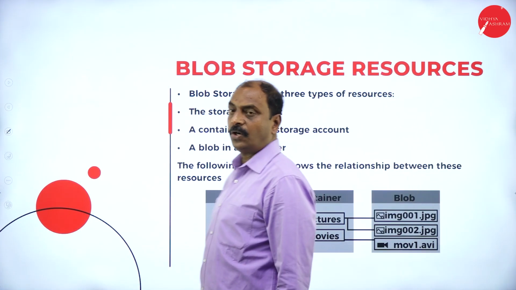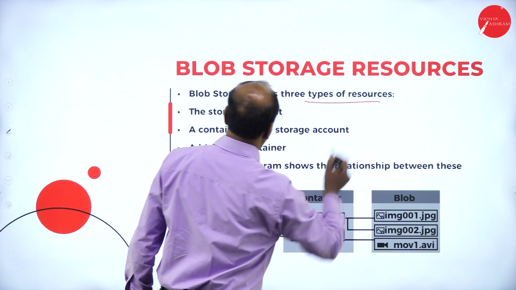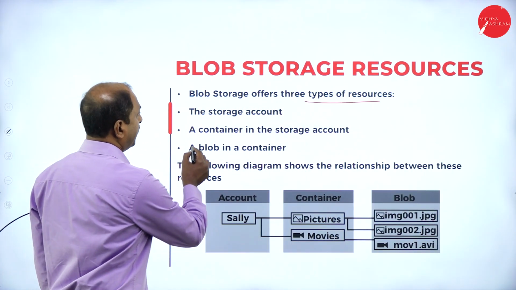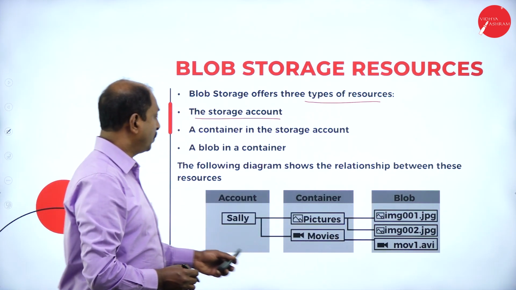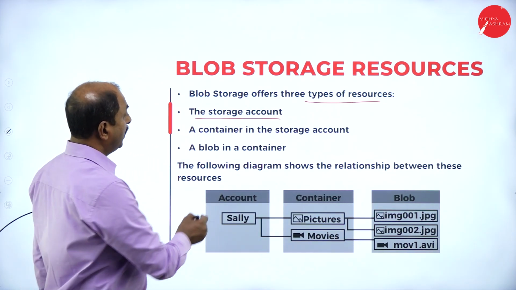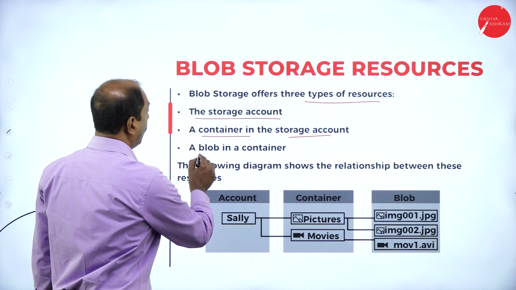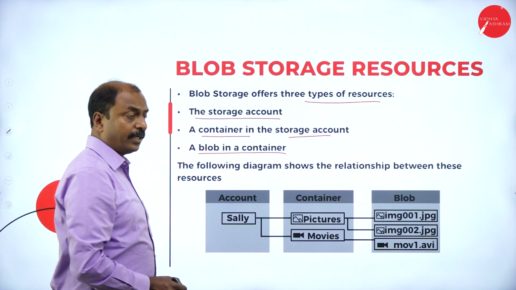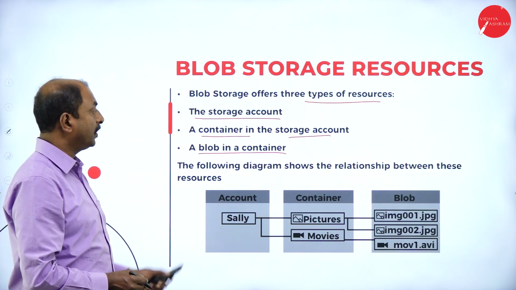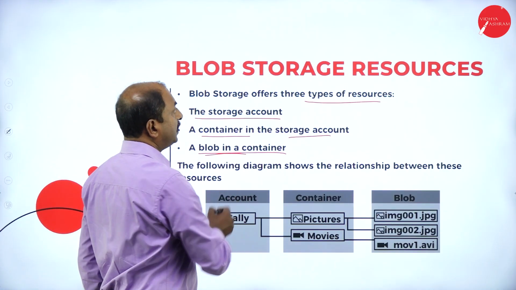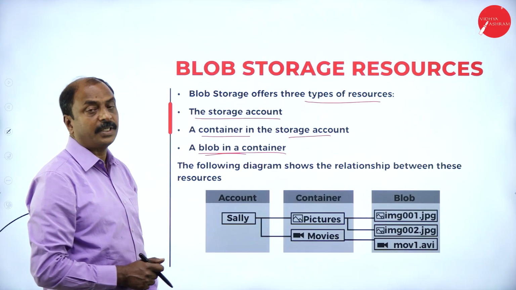Now let us see how you can visualize this. Here it offers three types of resources. One is the storage account, next one is called a container in the storage account, and again, a blob in a container. You can see the images here. So this is the blob inside a container, and this container belongs to this particular account. See, these are the different resources available in blob storage.